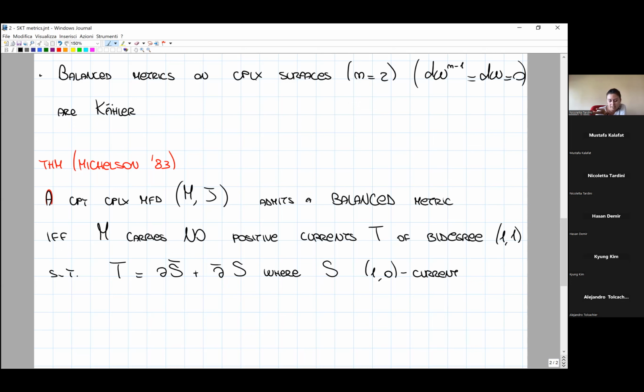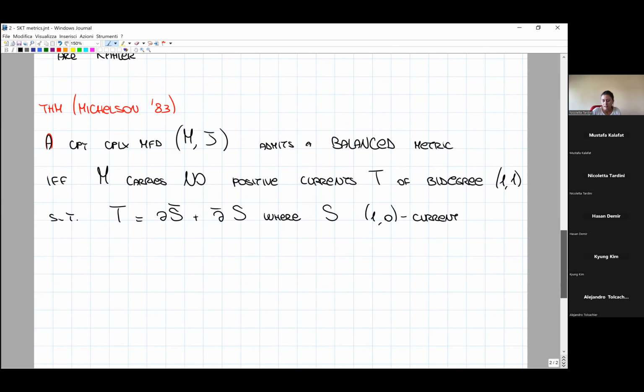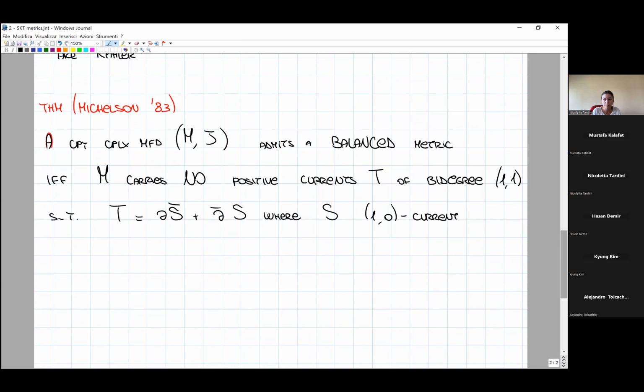Okay, so why is this result useful? Because thanks to this result, you can understand whether your manifold admits a balanced metric or not. If you have a compact complex manifold and you are able to exhibit a current with these properties, then you know that your manifold does not admit any balanced metric. That's why this result is very powerful, okay?